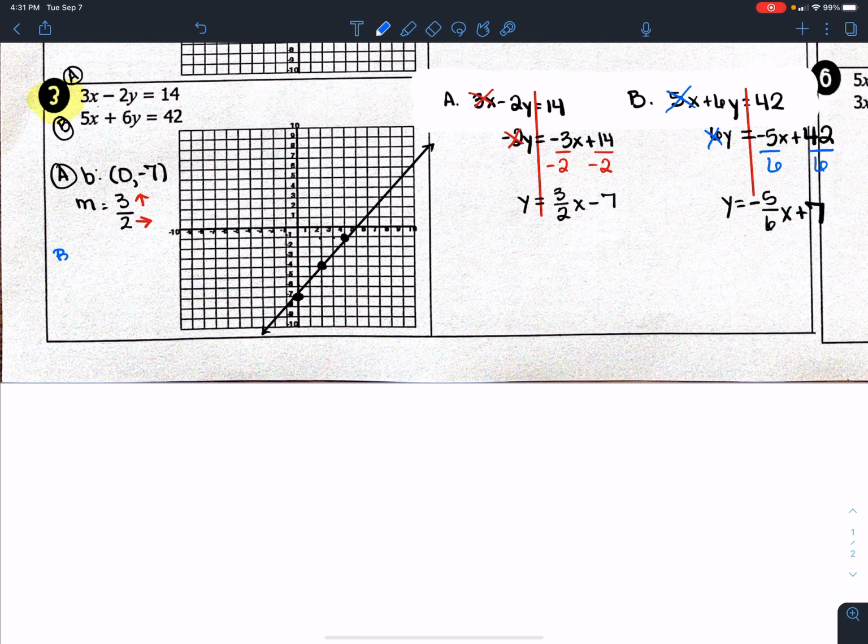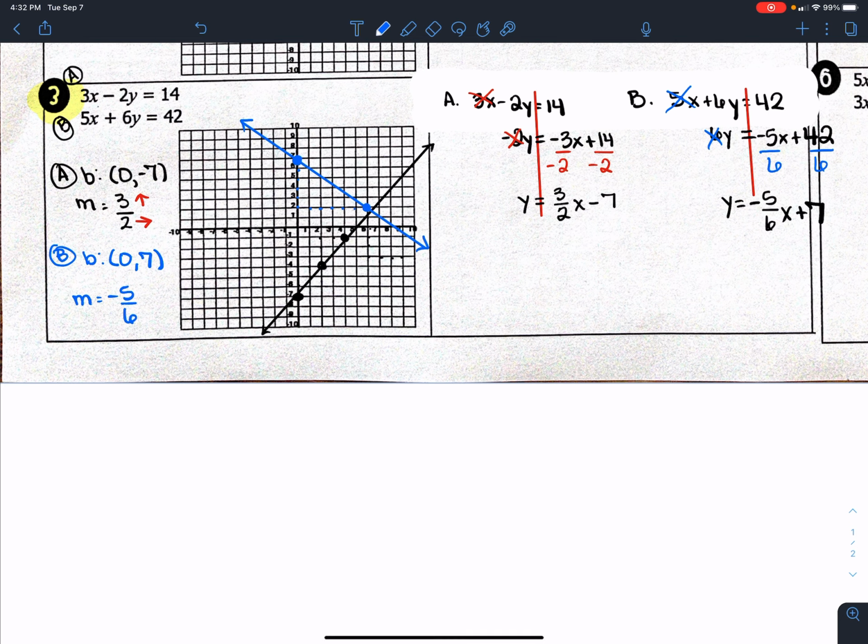So for B, my y-intercept is 0, positive 7, and my slope is negative 5 over 6. So 0, 7, go down 5, 1, 2, 3, 4, 5, and over 6. And 1, 2, 3, 4, 5, 1, 2, 3, 4. Not going to happen for me that way. So once I have those 2 lines, I can go ahead and graph those.